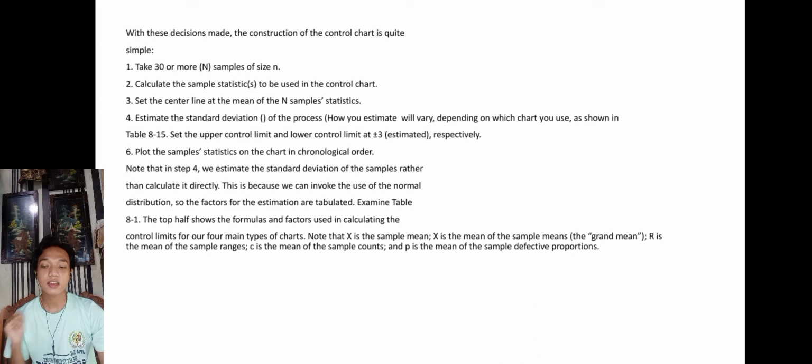Examples table in 8-1. The top half shows the formulas and the factors used in calculating the control limits for our four main types of chart. Note that x-bar is the sample mean, x double-bar the mean of the sample means, the grand mean. R-bar is the mean of the sample ranges, c-bar is the mean of the sample counts, and p-bar is the mean of the sample defective proportions.